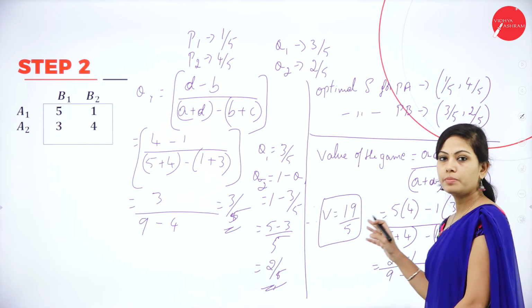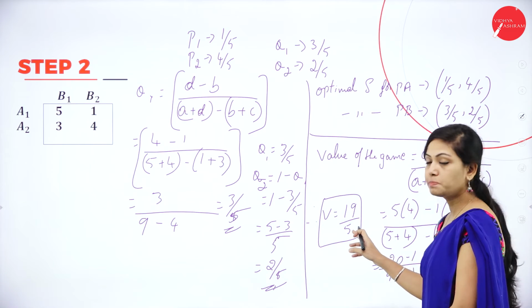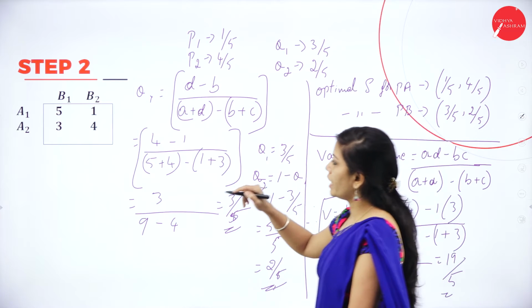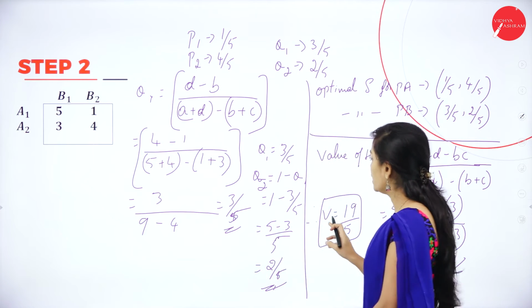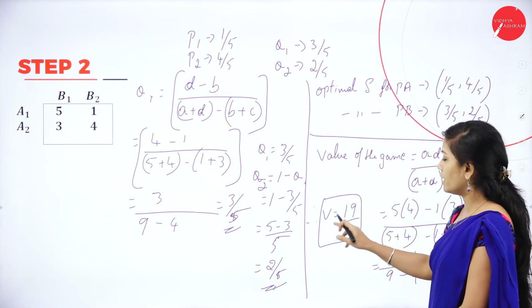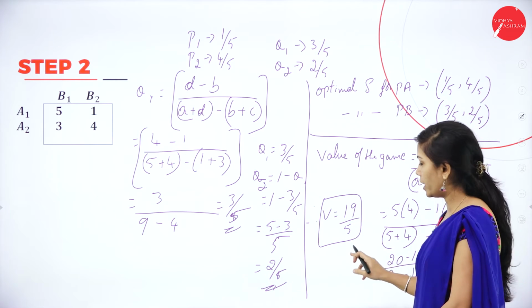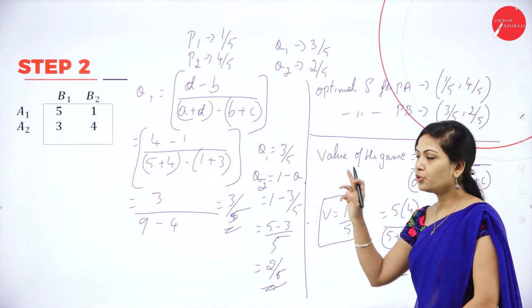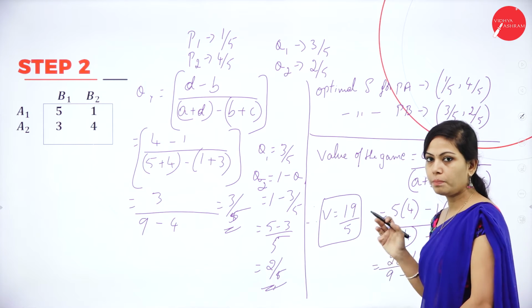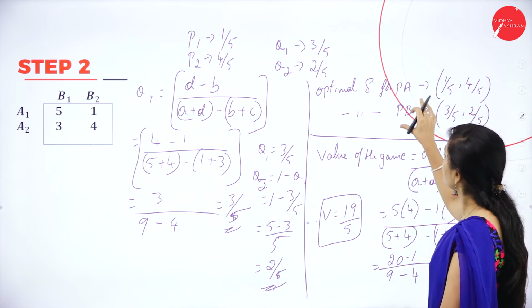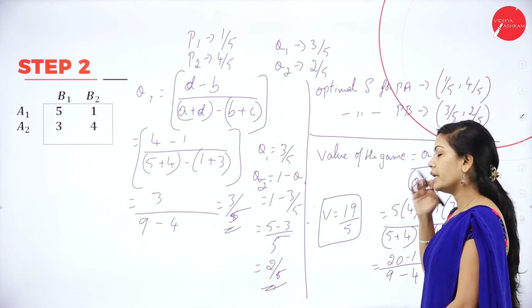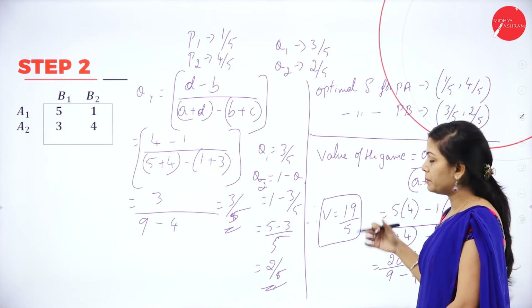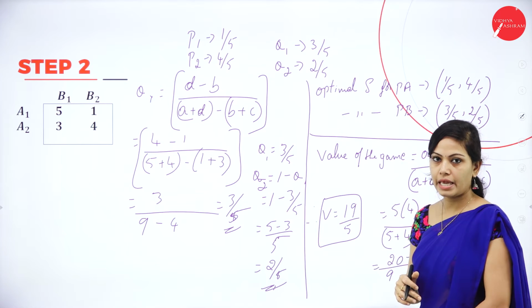So here you got positive value. If it is positive value means the gain to player A and loss to player B, that you have to write. At last you have to write the value of the game is equal to 19 by 5. So the gain to player A and loss to player B. And now here we got the optimal strategy for player A and player B, right? If it is positive value, that means gain to player A, right?